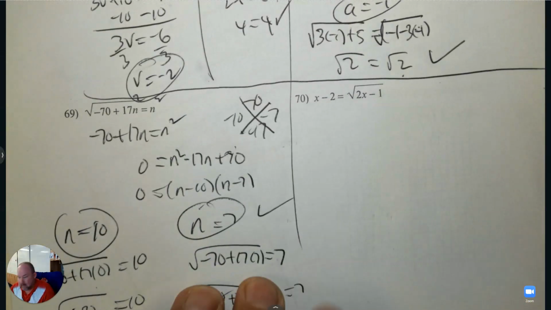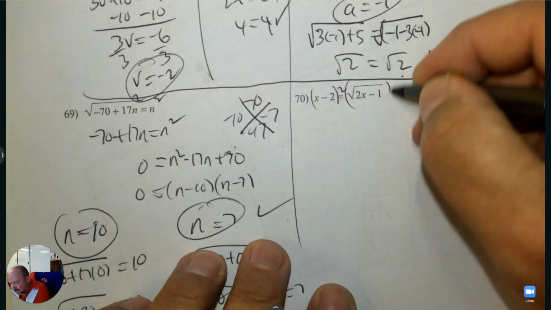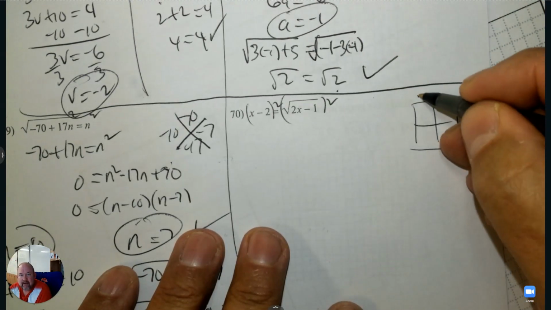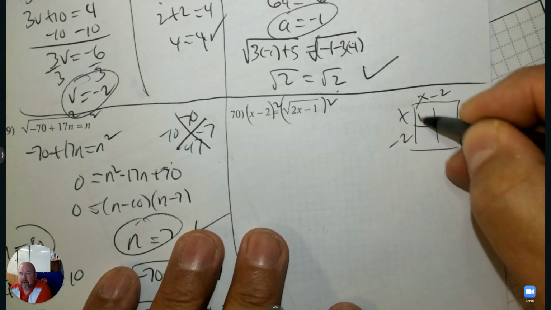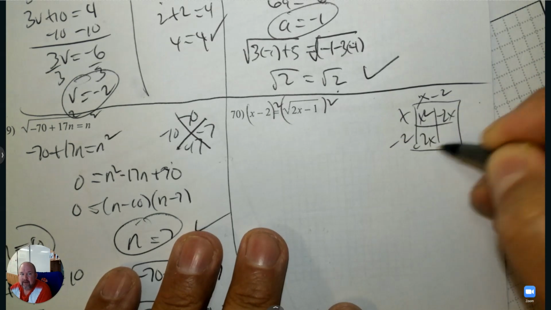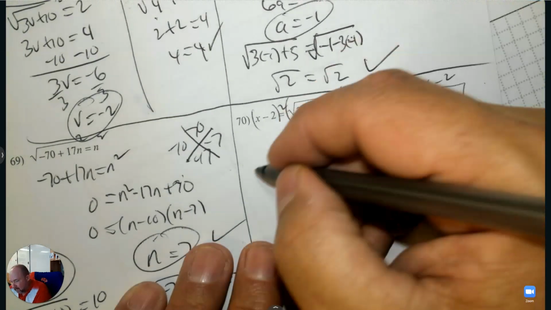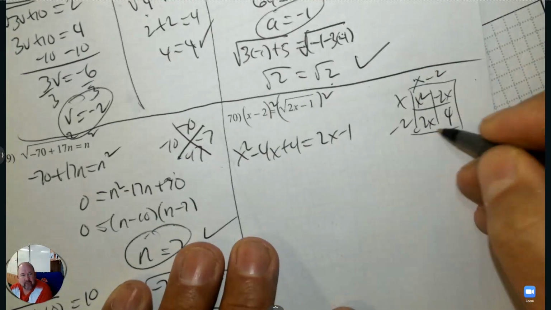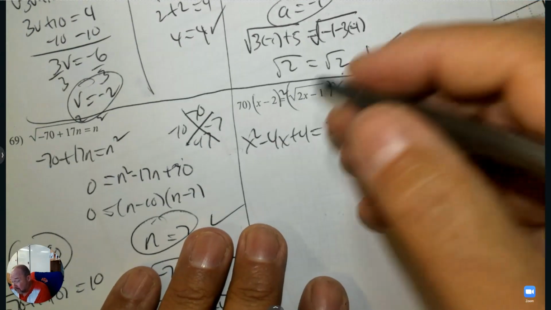All right, square both sides. When you square both sides here, we have to FOIL. So that means you have to draw a little box, x minus 2, and then expand it out and combine like terms. So we're going to end up with x squared minus 4x plus 4 and 2x minus 1 on the other side. Make it equal to 0.